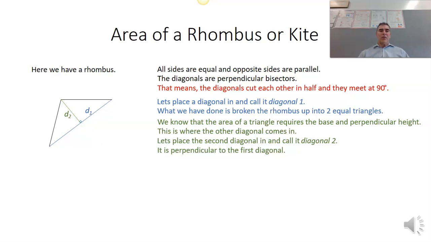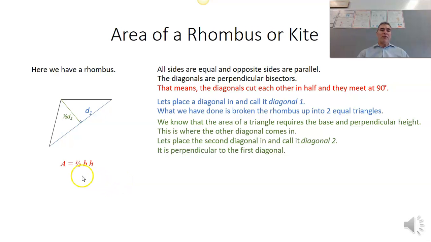Let's have a look at that upper triangle there. To find the area of that triangle, there's its base, and we've now got its perpendicular height there. But remember, we've just cut that diagonal, the whole diagonal D2, in half. So the height of this triangle is actually a half D2. Let's put that in there so that we don't get it mixed up.